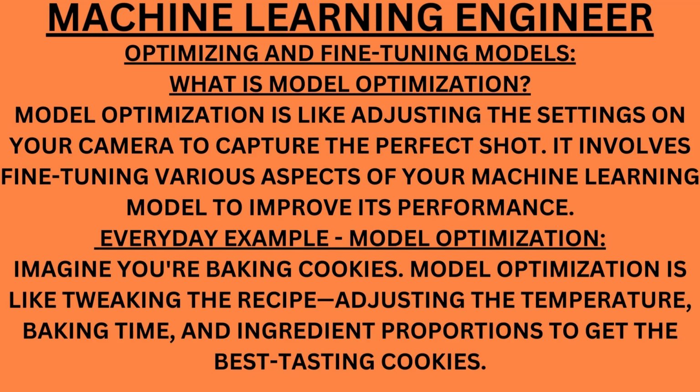Optimizing and fine-tuning models. What is model optimization? Model optimization is like adjusting the settings on your camera to capture the perfect shot. It involves fine-tuning various aspects of your machine learning model to improve its performance. Everyday example, model optimization. Imagine you are baking cookies. Model optimization is like tweaking the recipe, adjusting the temperature, baking time, and ingredient proportions to get the best tasting cookies.